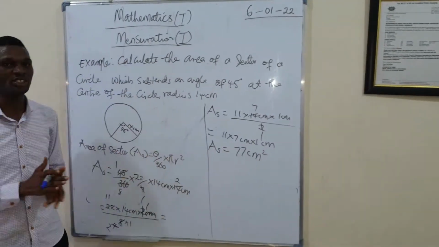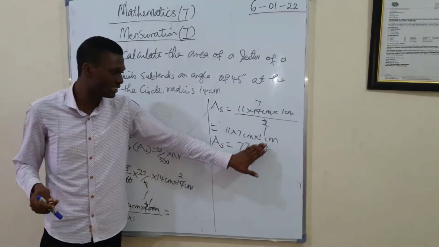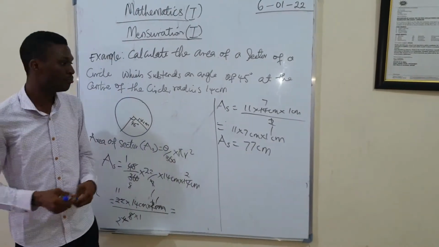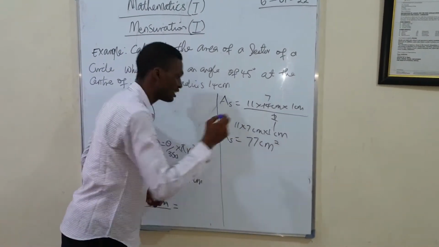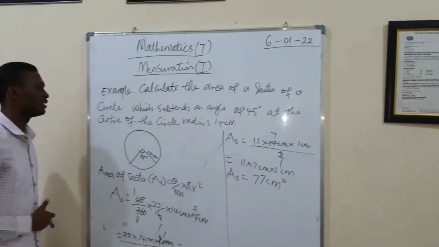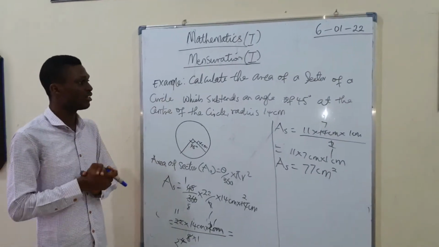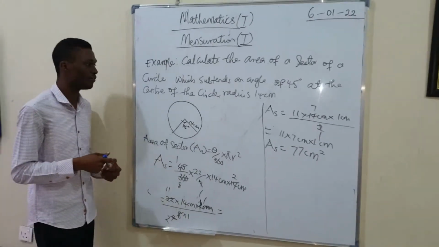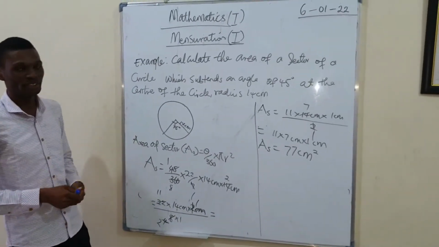When we were doing the length of arc, there was no power attached to it. You don't have cm, give the length of arc. For areas, we must attach power 2 to it. Calculate the area of the sector of a circle which obtains an angle of 45 degrees at the center of the circle, radius 14 cm.